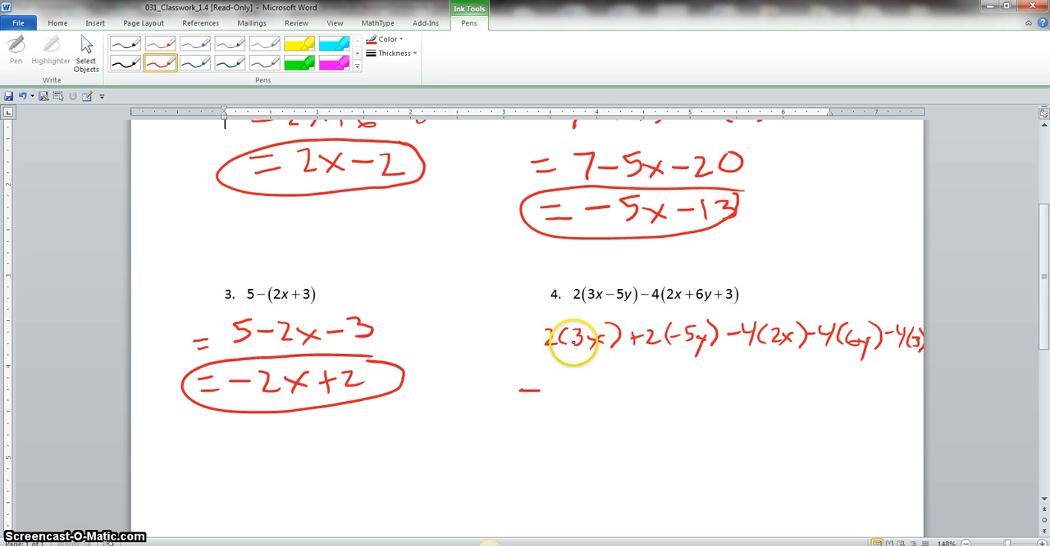So now 2 times 3x is 6x. 2 times a minus 5y is a negative 10y. Negative 4 times 2x is a negative 8x. Negative 4 times 6y is a negative 24y. And negative 4 times 3 is a minus 12. Now we combine like terms. 6x minus 8x is a negative 2x.